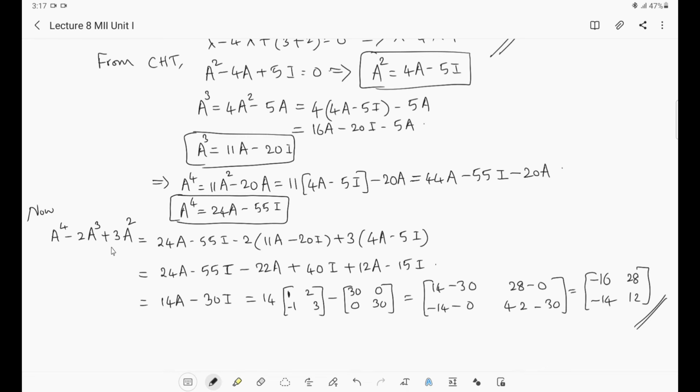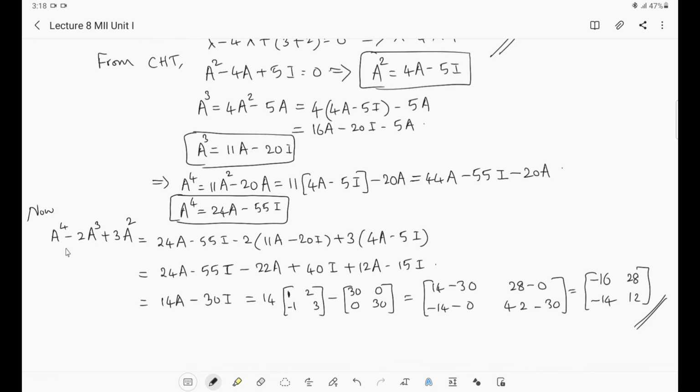This is how we use the Cayley-Hamilton theorem to find the matrices represented by this complex type of expressions. We can even consider A to the power 5, A to the power 7, A to the power 8 also. If it is given in the question, then also we can find the matrix represented by those complex expressions by using the Cayley-Hamilton theorem, right. Now lastly we will see problems where we will use the Cayley-Hamilton theorem to find the inverse, right.